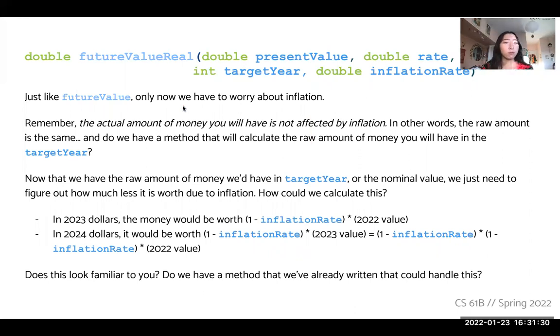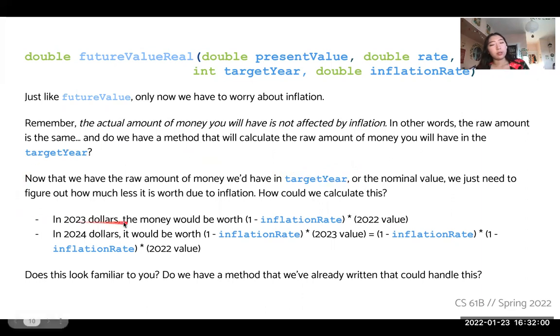Once we have that raw amount of money that we'd have in the target year, or in other words, the nominal value, we just need to figure out how much less it is worth now due to inflation. Again, we have that raw amount of money that's not changing, but the buying power is lower because of inflation. So we need to figure out its equivalent buying power, because money is worth less every year.